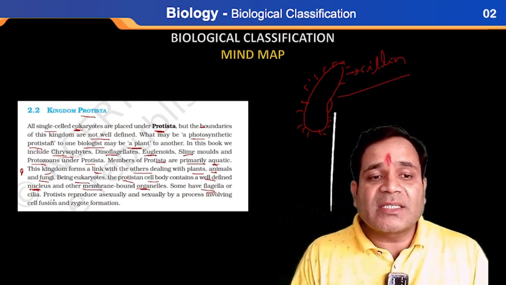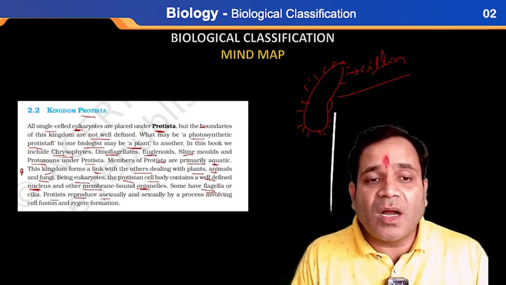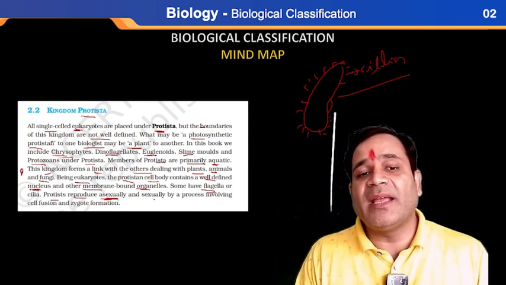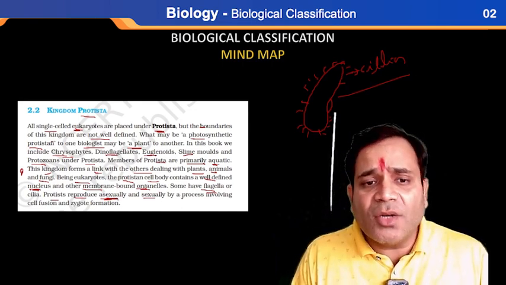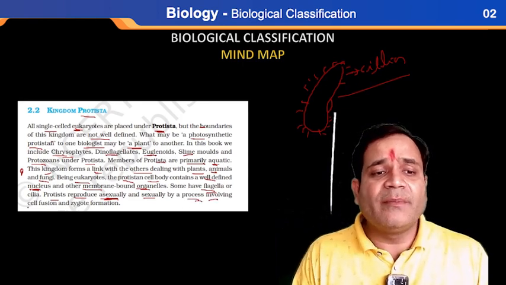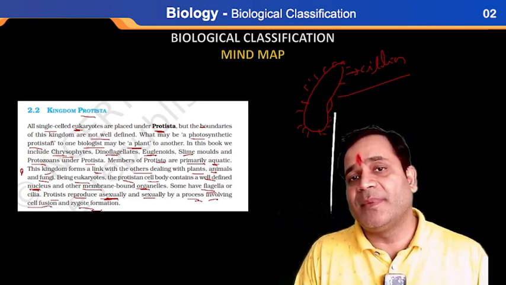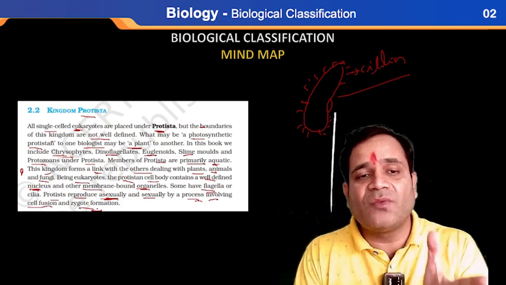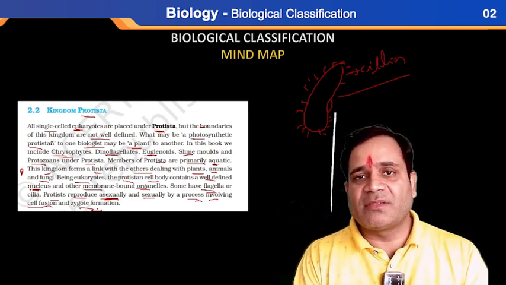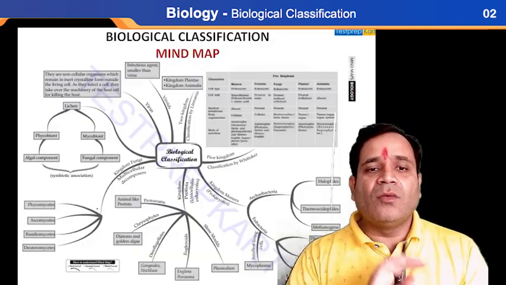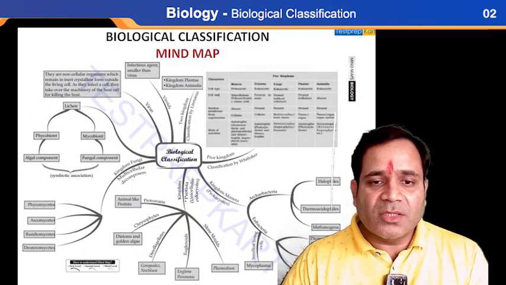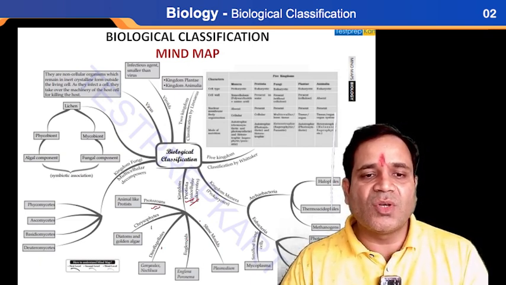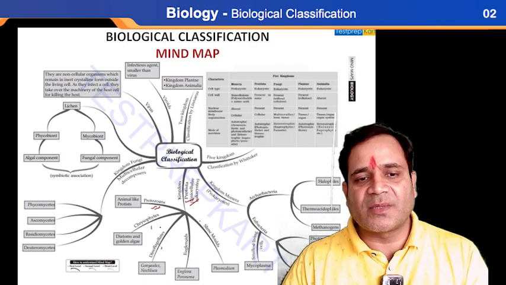Now, how do the protists reproduce? Protists reproduce, my dear, asexually and sexually, and the processes involve cell fusion or zygote formation. So cell fusion as well as zygote formation are the two processes involved in reproduction in protists, my dear. Correct? The kingdom Protista also includes slime molds, euglenoids, dinoflagellates, chrysophytes, and protozoans. These all are protists, my dear, right?